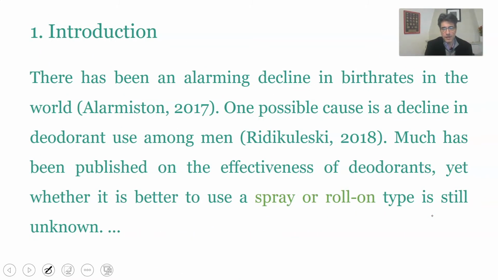So in the introduction, you'd have maybe something like this. Again, this is just all fiction, but there has been an alarming decline in birth rates in the world, Alarmist 2017, so that's claiming centrality. One possible cause is a decline in deodorant use among men, Ridiculesky 2018. Much has been published on the effectiveness of deodorants, yet whether it is better to use a spray or roll-on type is still unknown. So here's your niche. It's this research. The research question is whether spray or roll-on is better, and then you'd have all this discussion about the properties of those and what can influence their effectiveness and so on.